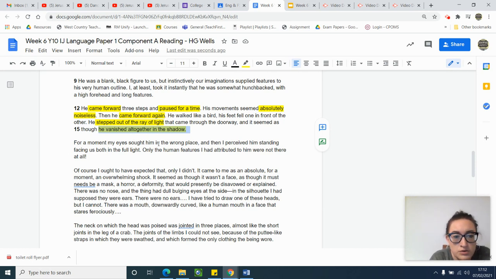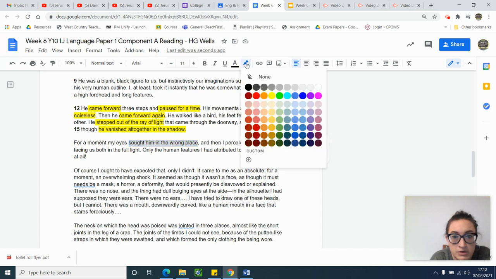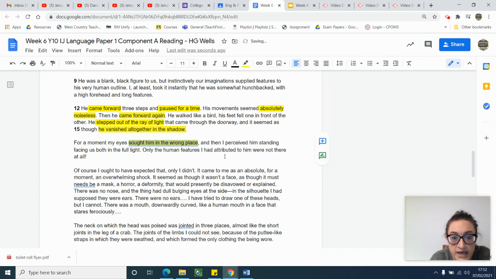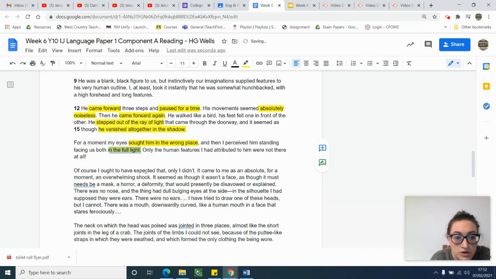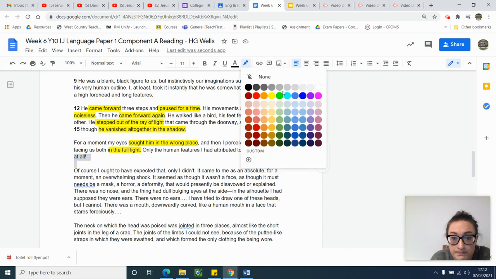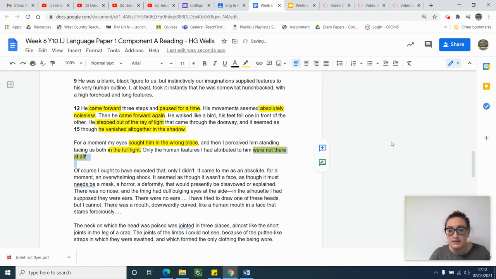For a moment, my eyes sought him in the wrong place. So again, something might happen because I'm looking away from the creature, so the creature might be able to attack me. Then I perceived him standing facing us both in the full light. So now it's been revealed to us, but only the human features I'd attributed to him were not there at all. This narrator sounds shocked. That suggests to me that what is there is even scarier and more freaky, okay?